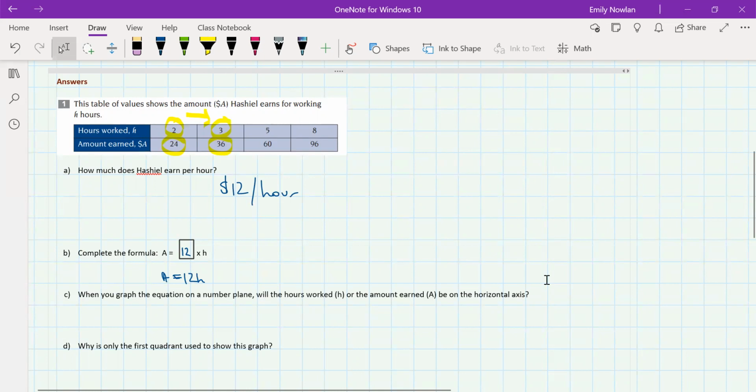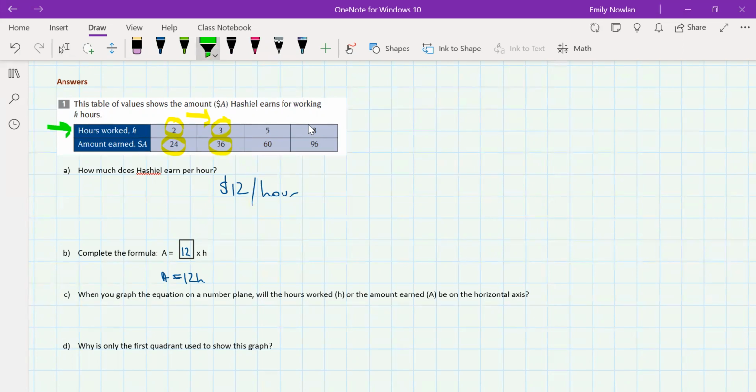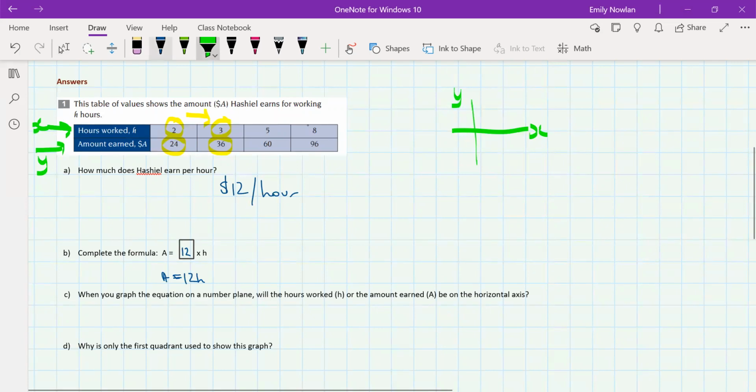So when you graph the equation on a number plane, will the hours worked or the amount earned be on the horizontal? Now remember, up here, we can see the hours worked are written first, that's like the X, and the amount earned is written second, that's like the Y. And axes always go, X is horizontal, Y is vertical. So to answer this question, the hours worked, the H, will be on the horizontal.